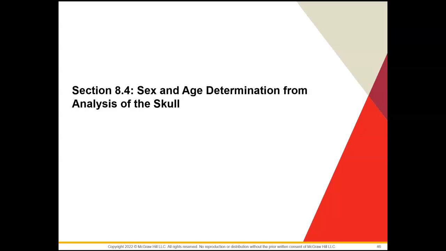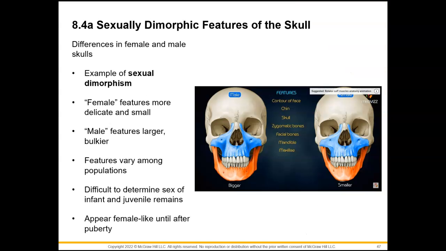Welcome to section 8.4 on sex and age determination from analysis of the skull. So when we look at our skull, we can see differences between female and male skulls. This is an example of sexual dimorphism. If we look at our female skull, we're going to see that the features are more delicate and small, whereas the male features are larger and bulkier.